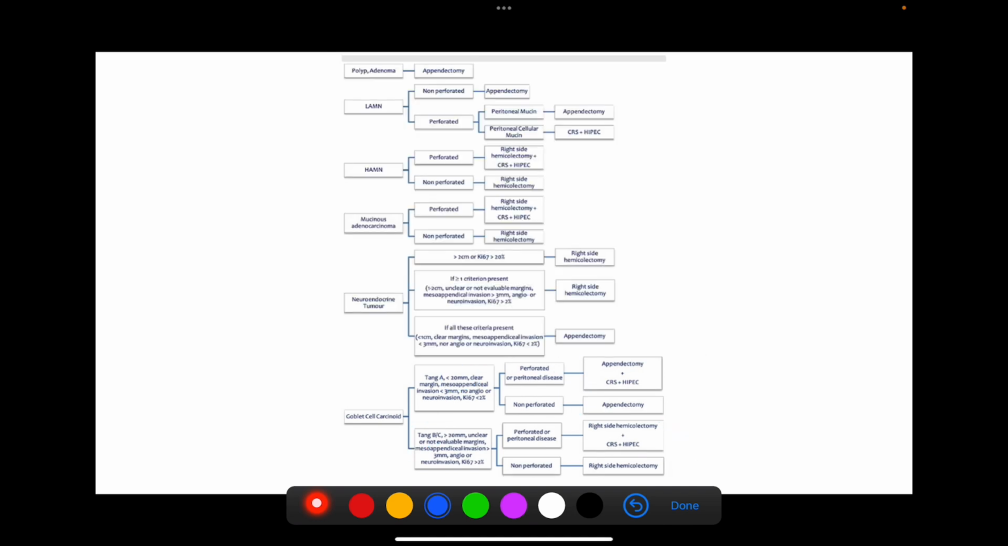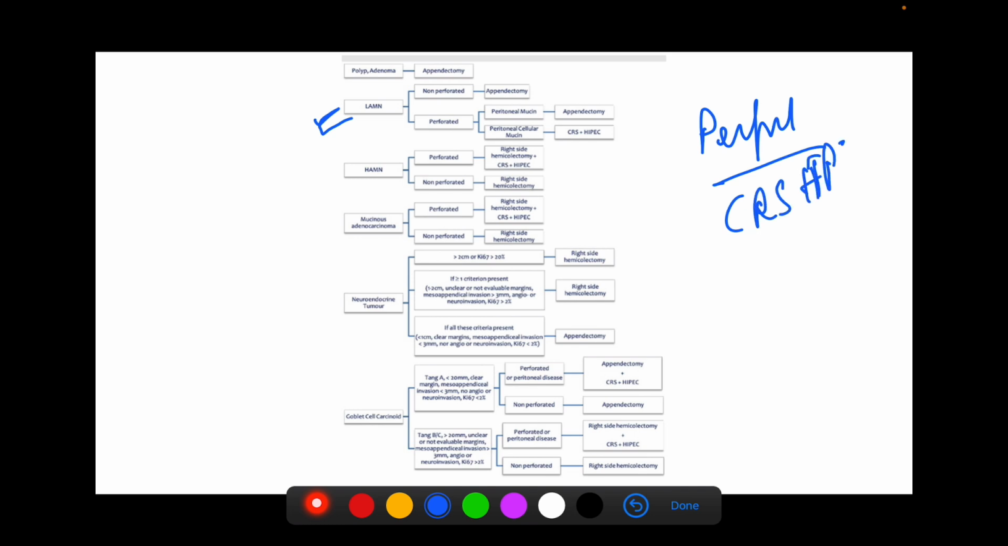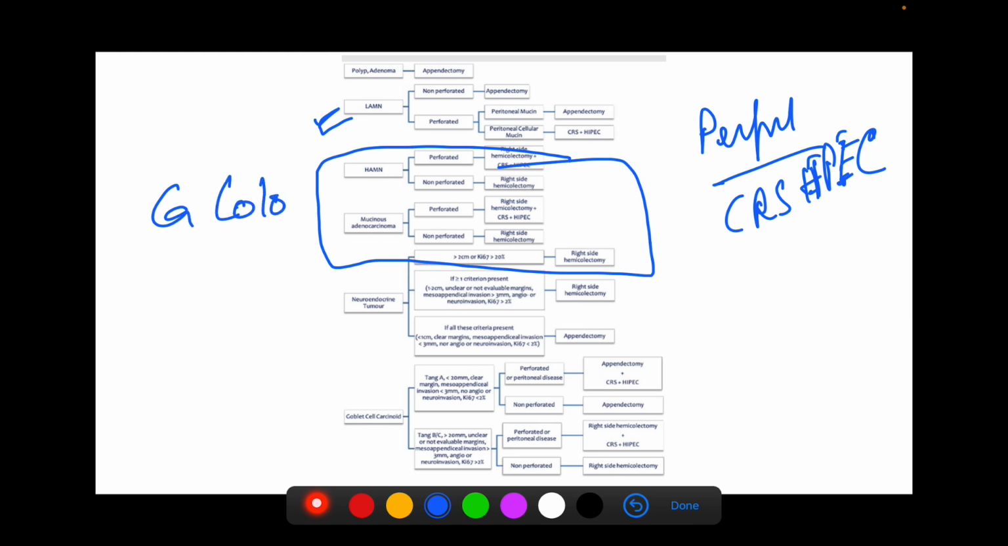So the principle is, if you have a low grade tumor, appendicectomy, and whenever there is perforation, you add CRS HIPEC, whatever the grade is, whatever the type of cancer is. But if it is high grade or mucinous adenocarcinoma, they behave as Ca colon, right? So right hemicolectomy is indicated in these two groups, whatever the size of the tumor is. But if there is perforation, go for CRS HIPEC.